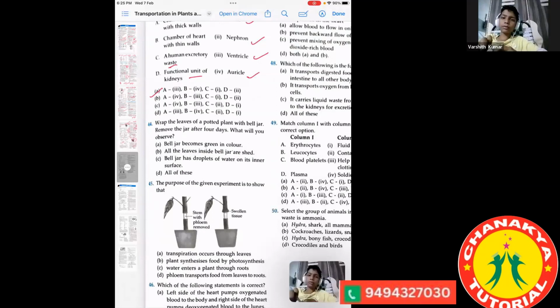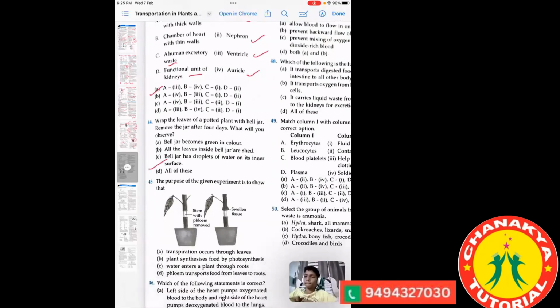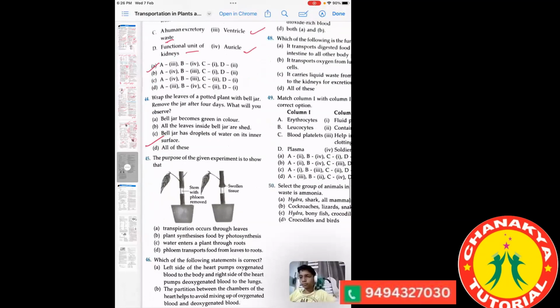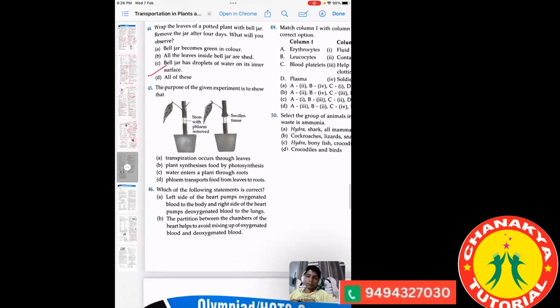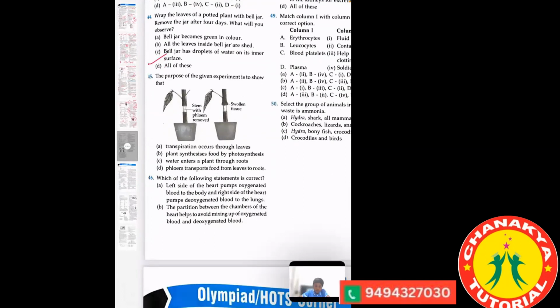Wrap the leaves of a potted plant with a bell jar. Remove the jar after 4 days. What will you observe? Ma'am, I think it's option C. Correct. So what will we be observing? We will be observing droplets of water on the inner surface of it. Prithvi, question number 45. The purpose of the given experiment is to show that... I have written option C.